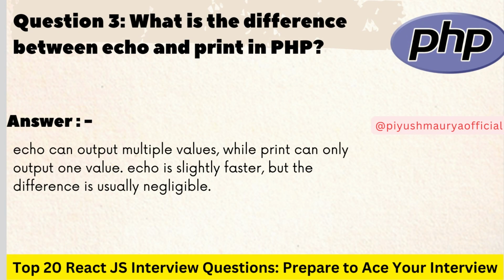Question 3. What is the difference between echo and print in PHP? Echo can output multiple values, while print can only output one value. Echo is slightly faster, but the difference is usually negligible.